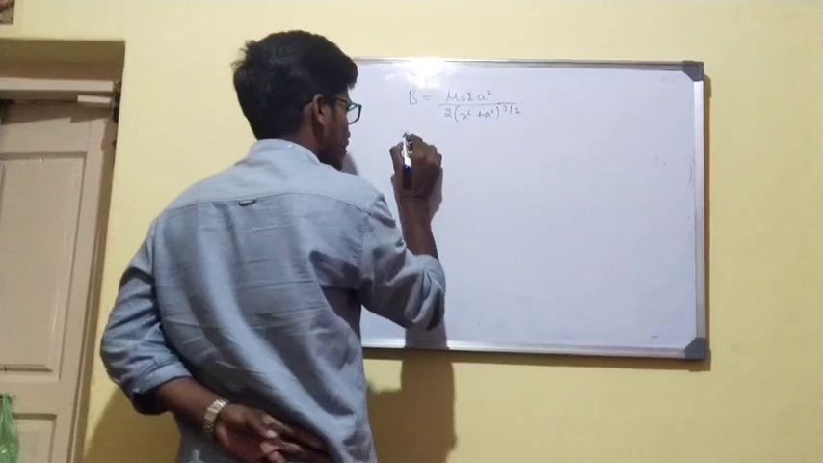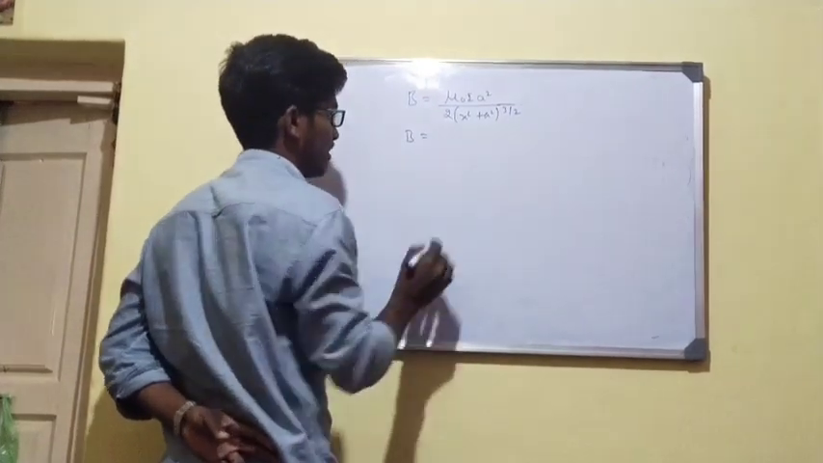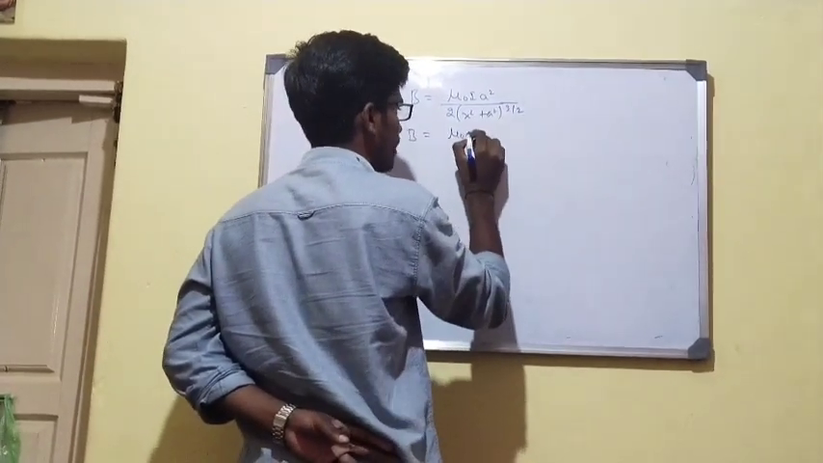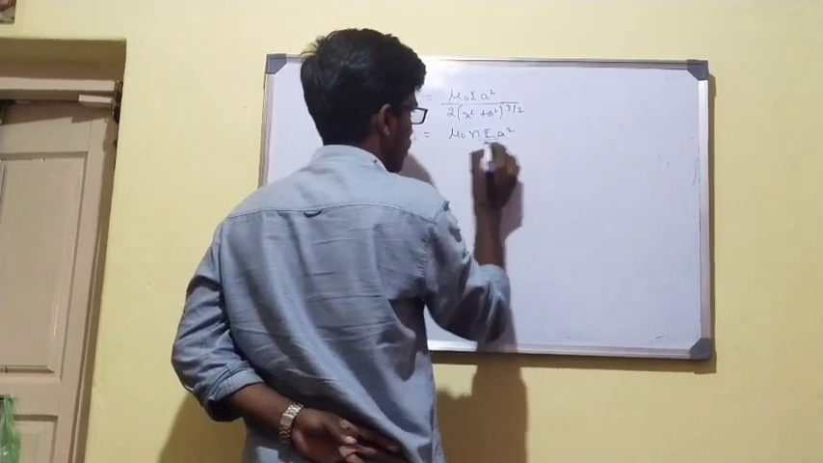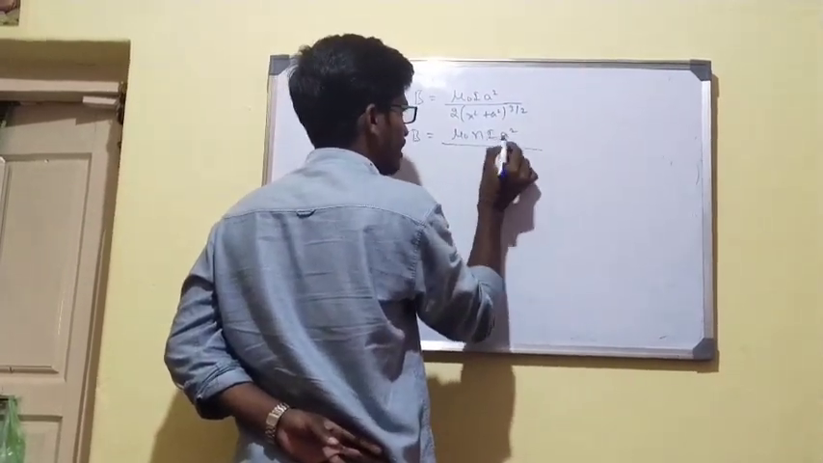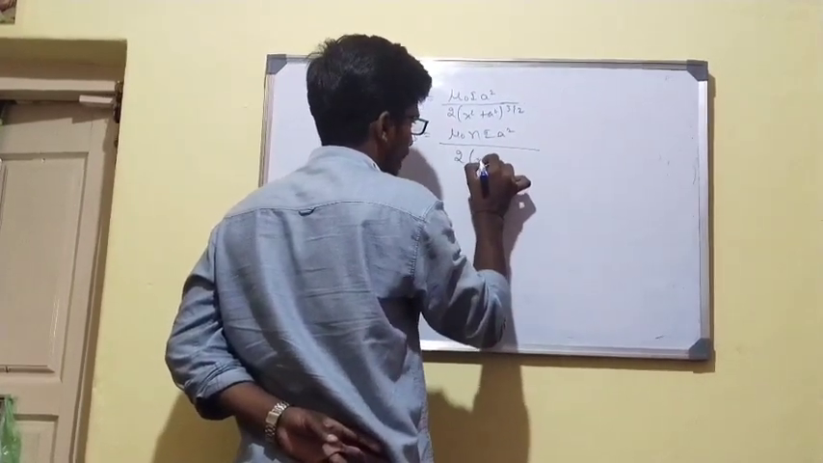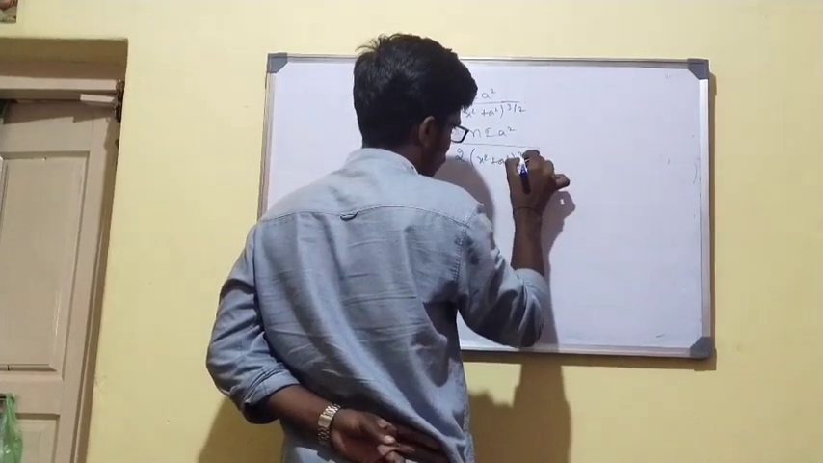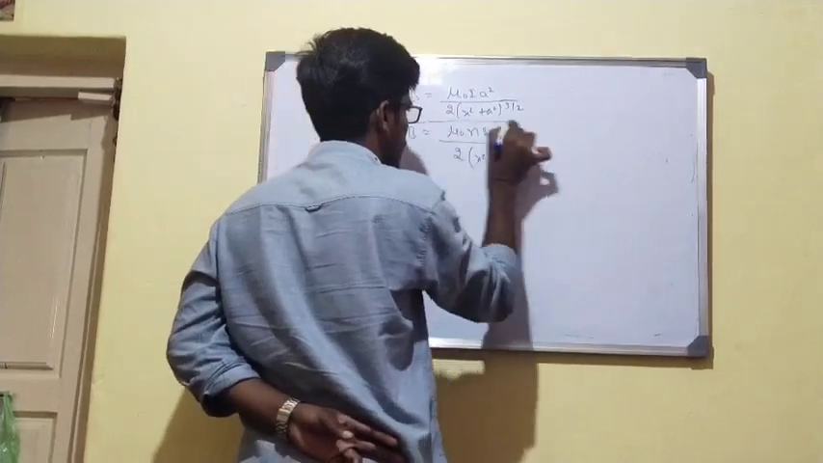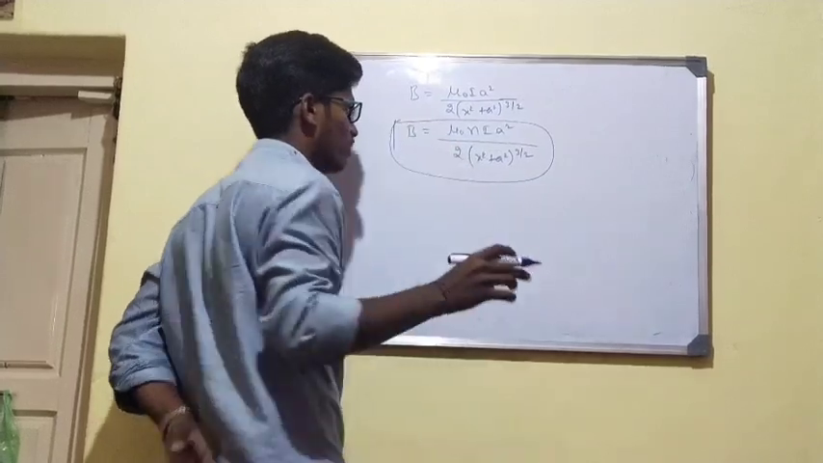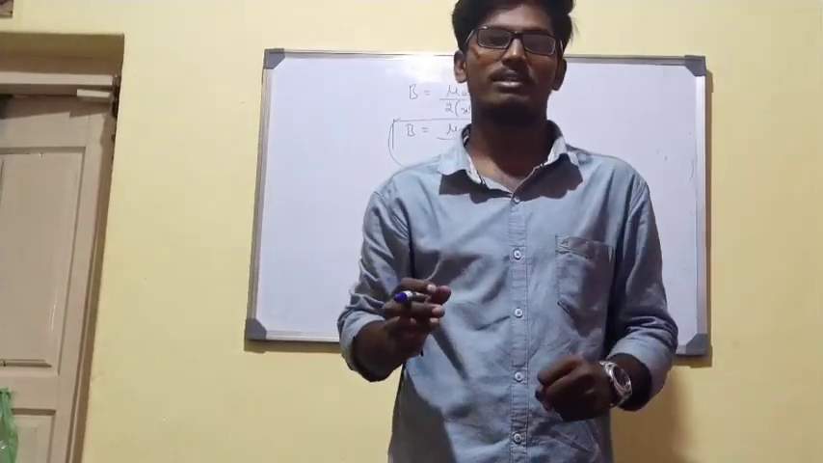So, if that coil has n number of turns, what is the magnetic field? You just have to multiply n in the numerator, and you get B is equal to mu naught n I a square divided by 2 into (x square plus a square) whole raised to the power of 3 by 2. This is the expression for the magnetic field if that coil contains n number of turns.